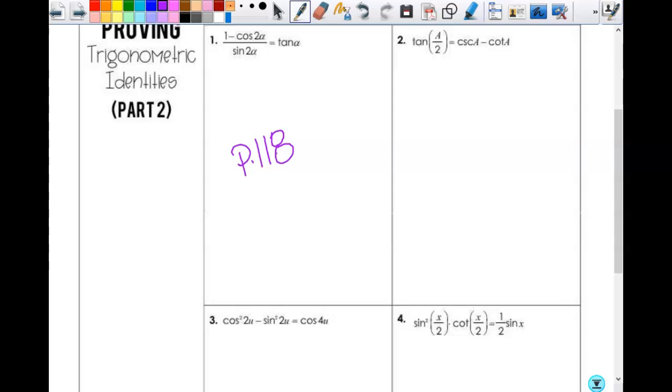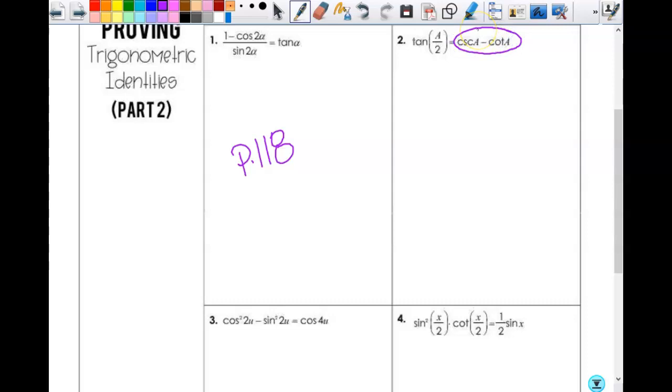So, all right, let's look at number 2. I have tangent of A over 2 equals cosecant A minus cotangent A. So which side would you rather work with? The left? The right? Okay, matter of opinion, but that's fine. We can go with the left because it really doesn't matter. We can do either way. So we're going to work with the left.